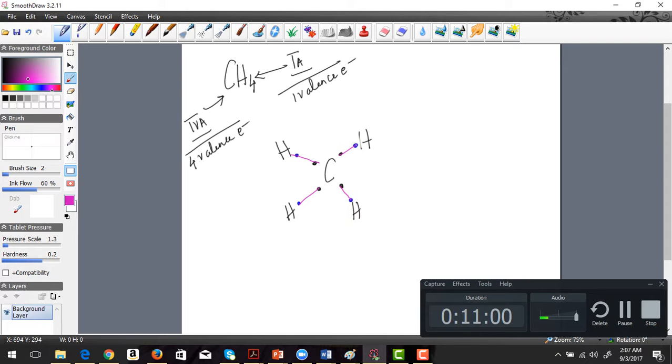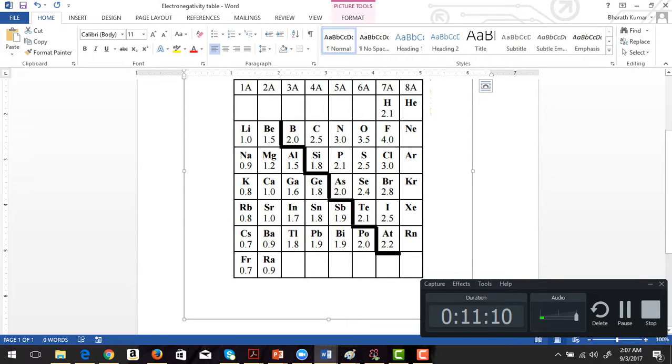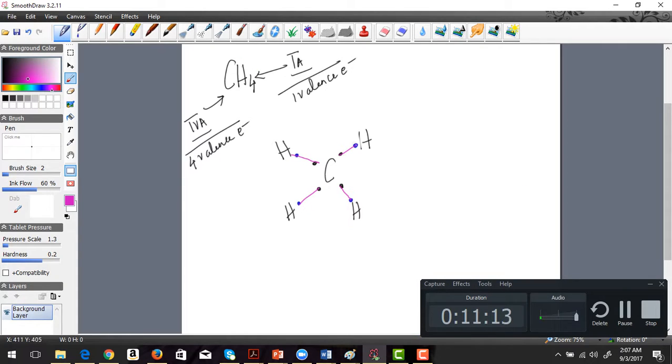Now clearly we know, from our earlier discussion, that carbon is slightly more electronegative than hydrogen. So this is 2.5, this is 2.1. The difference is 0.4, right? So technically we don't assign any charges. EN equals 2.5 minus 2.1, which is 0.4, and this is within 0 to 0.6. So this is non-polar covalent.